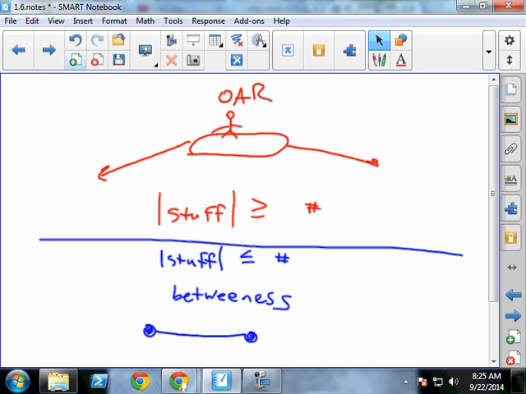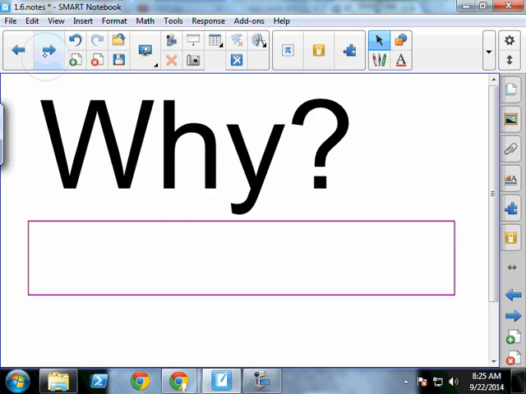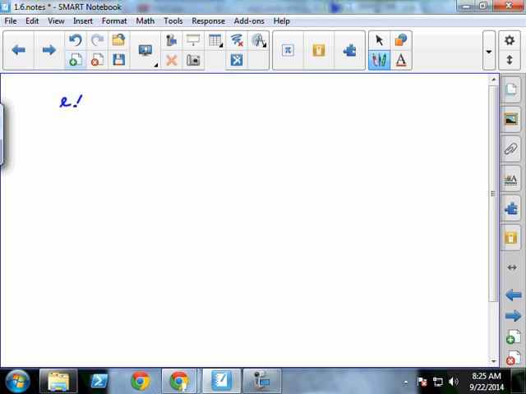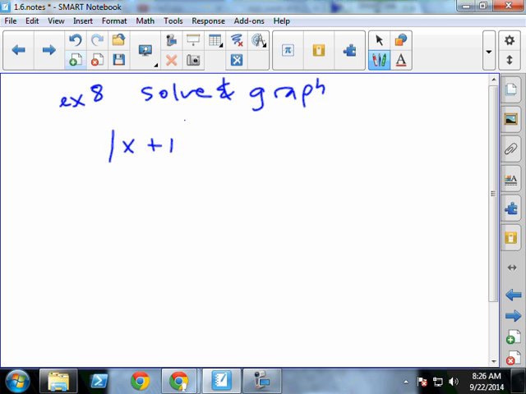All right. What example are we on? 8? Here we go. Example 8. Solve and graph. Solve and graph. The absolute value of x plus 1 is greater than or equal to 8.